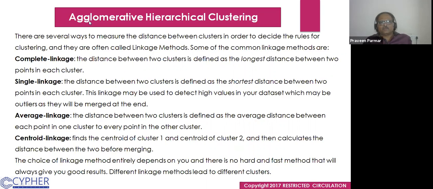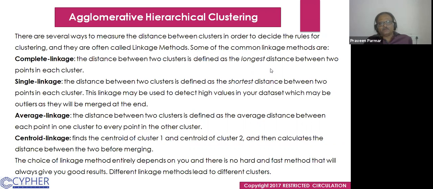So I explain the agglomerative hierarchical clustering with complete linkage, single linkage, average linkage, centroid linkage. We have the four techniques. I will explain you one by one. There are several ways to measure the distance between clusters in order to decide the rules of clustering, and they are often called linkage methods. Some common linkage methods are the complete linkage. The distance between two clusters is defined as the longest distance between two points in each cluster.